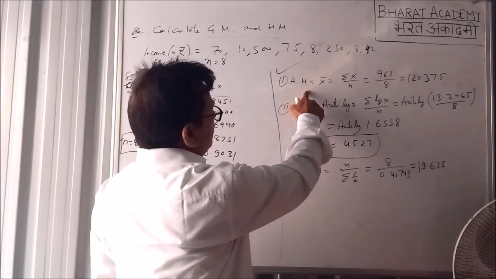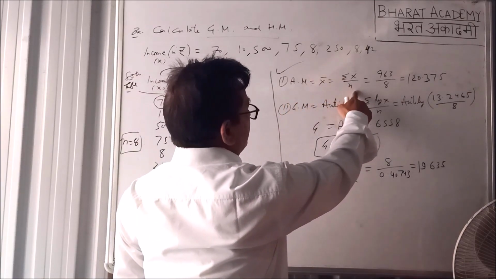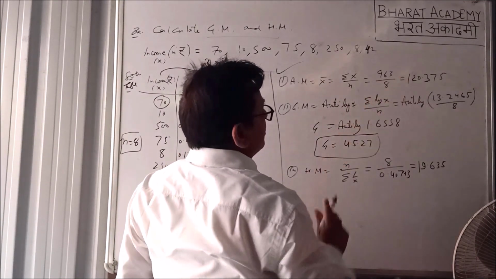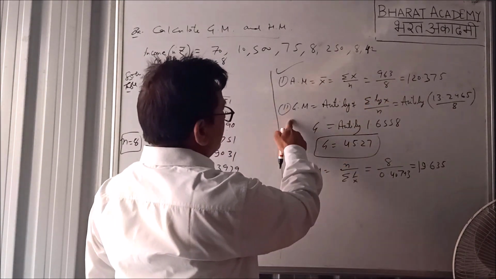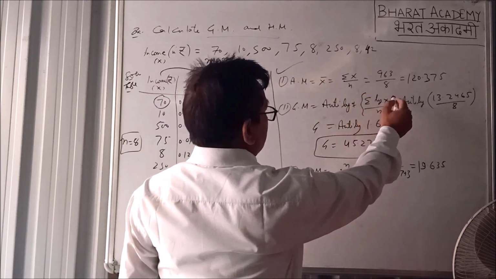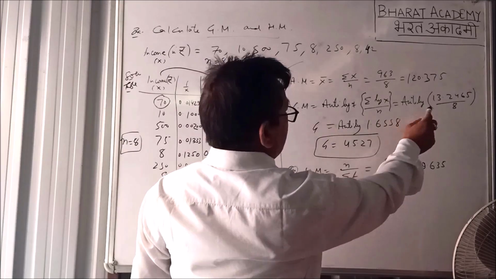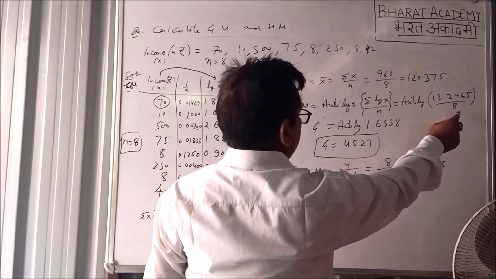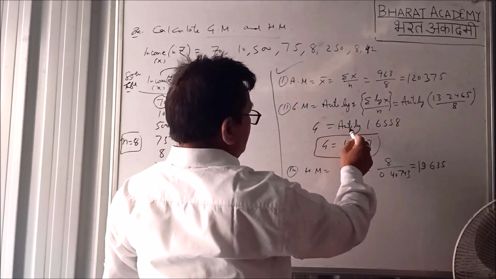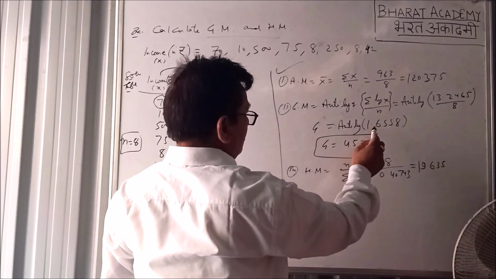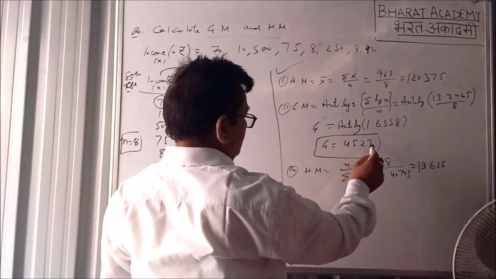Now I calculate the arithmetic mean. X bar equal to summation x upon n. Summation x 963 upon 8, 120.375. Geometric mean: anti-log of summation log x upon n. This is anti-log of 13.2465 upon 8. This is the geometric mean, anti-log of 1.6558, and anti-log of this is 45.27.